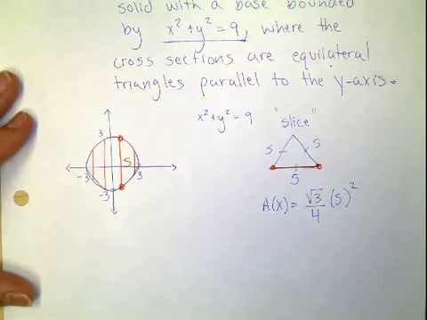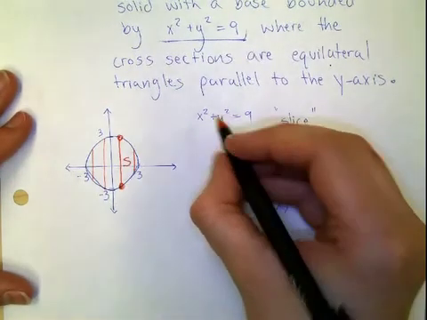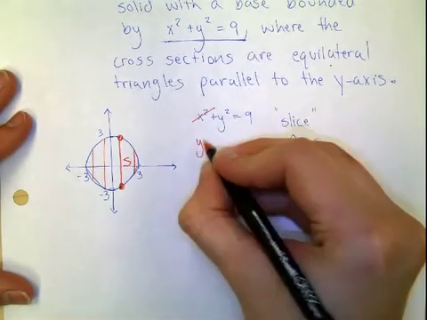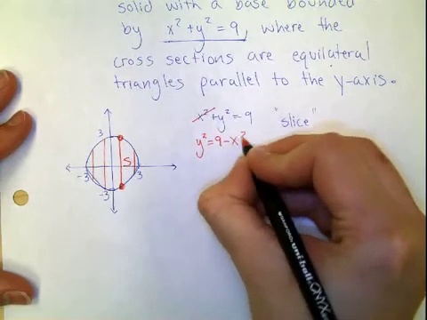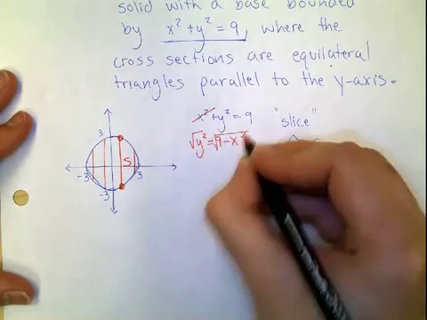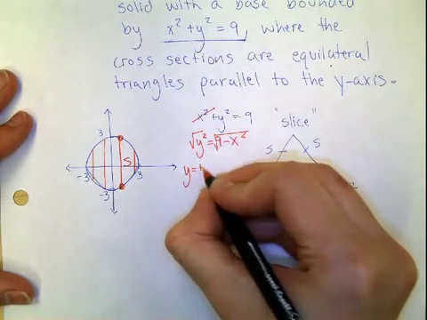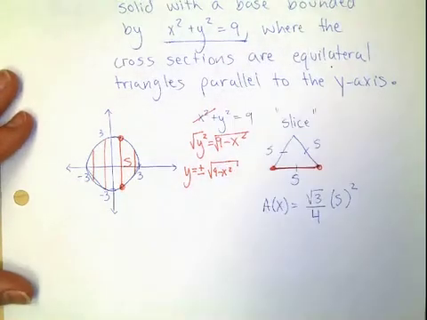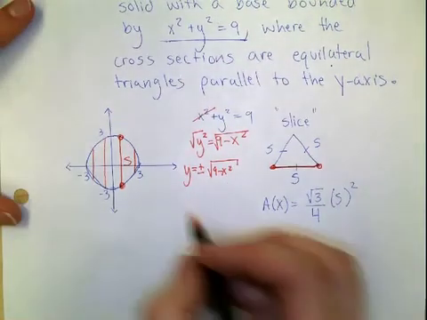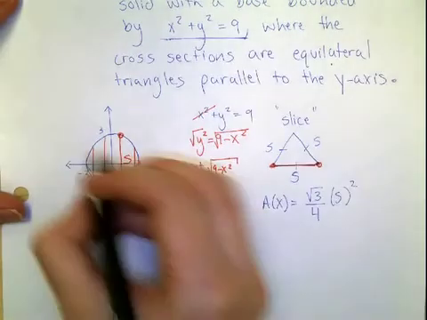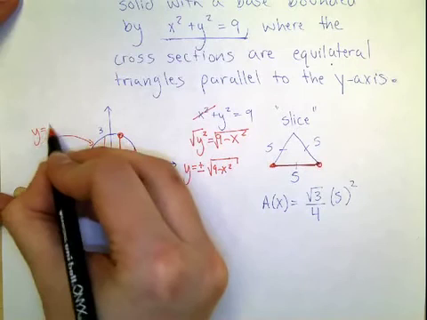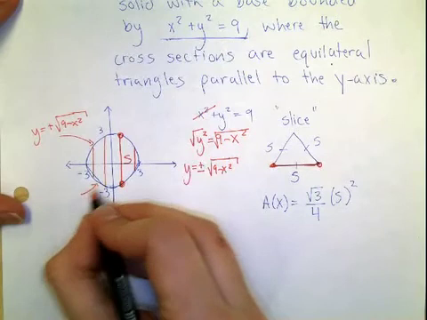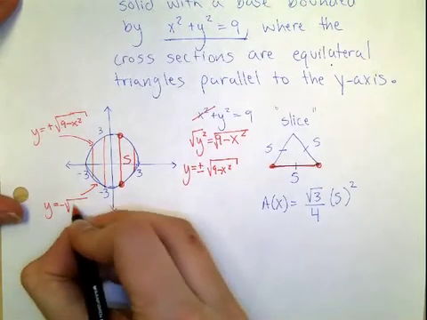So I want an equation. So you know how we have this equation for the circle, x squared plus y squared equals 9? I'm going to solve for y. Y squared equals 9 minus x squared. I'll take the square root of both sides, and I'll say y equals plus or minus square root of 9 minus x squared. And the reason I'm doing that is because the plus or minus gives me the equation for the top and bottom of this circle. This top piece is y equals plus the square root of 9 minus x squared. And then the bottom of the circle is y equals negative square root of 9 minus x squared.